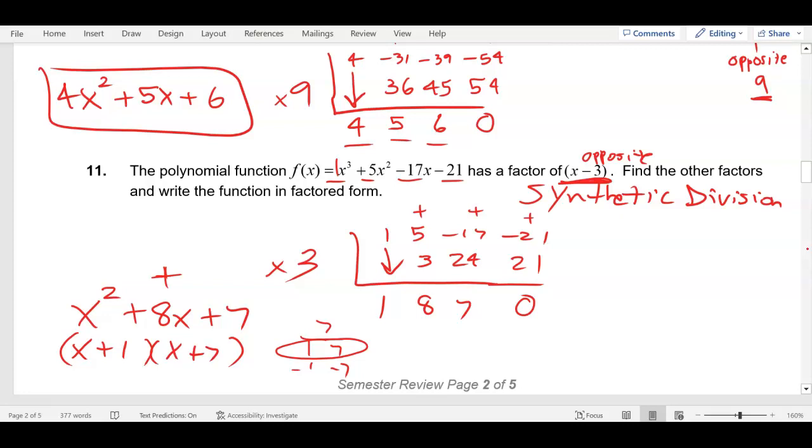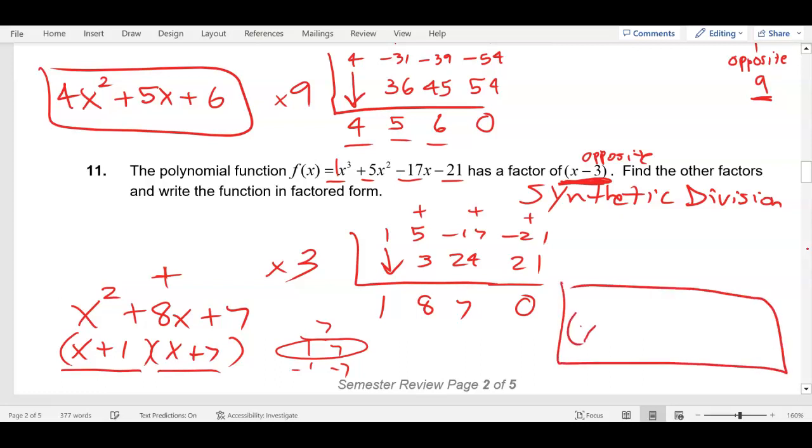Now, if that's the case, then I have these two factors right here, x plus 1, x plus 7, and I have the original x minus 3. So my final answer is going to be that x minus 3, and then these two other ones, x plus 1, x plus 7. Cool.